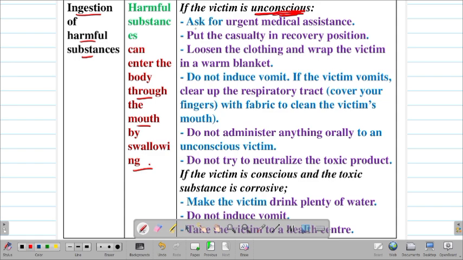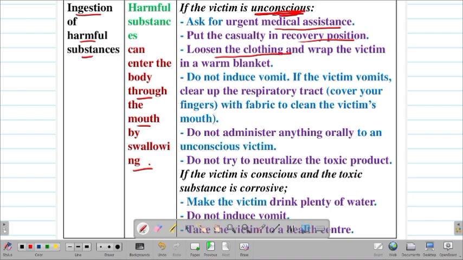So for such a case, the first aid measure you need to take is to ask for urgent medical assistance, because the patient is in a very critical condition. Then also put the casualty in a recovery position. Then you are also supposed to loosen the clothing. The purpose of loosening the clothing is to improve the blood circulation and prevent overheating of that particular patient.